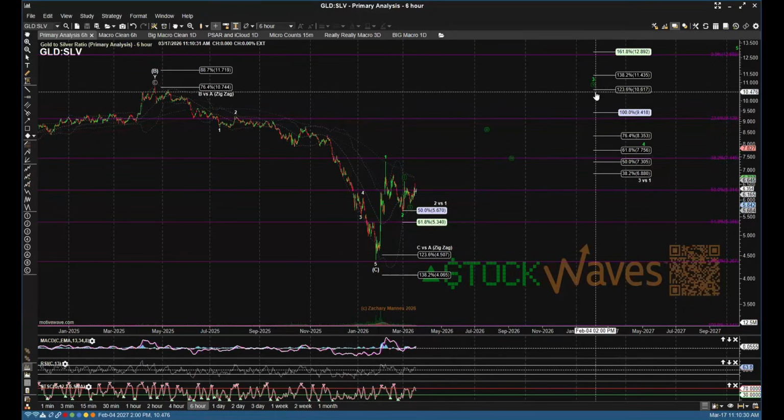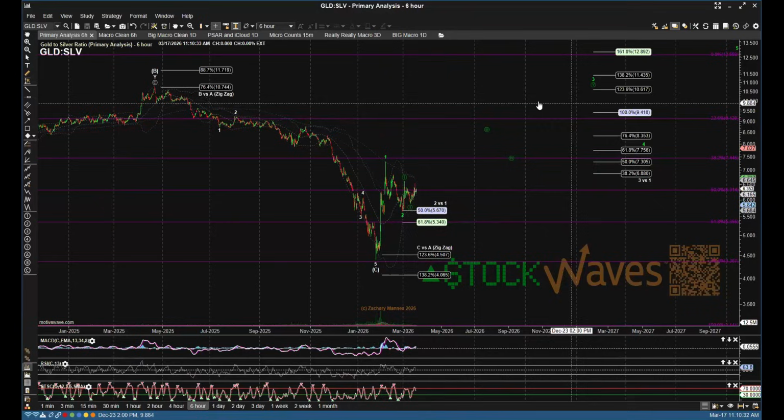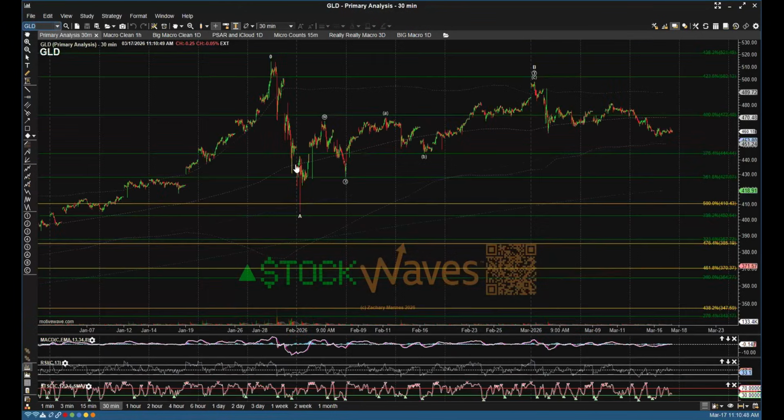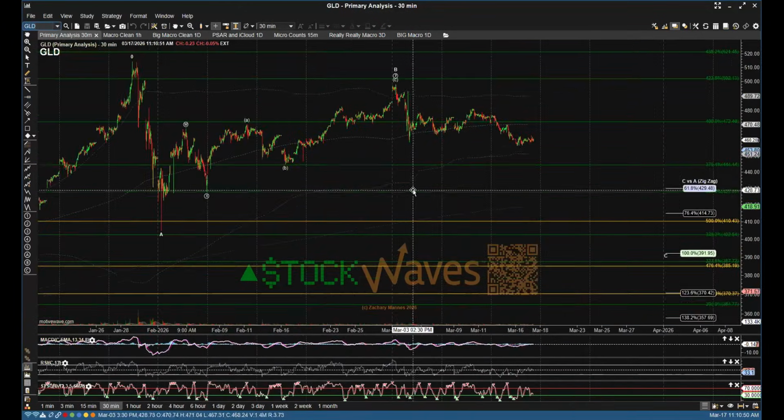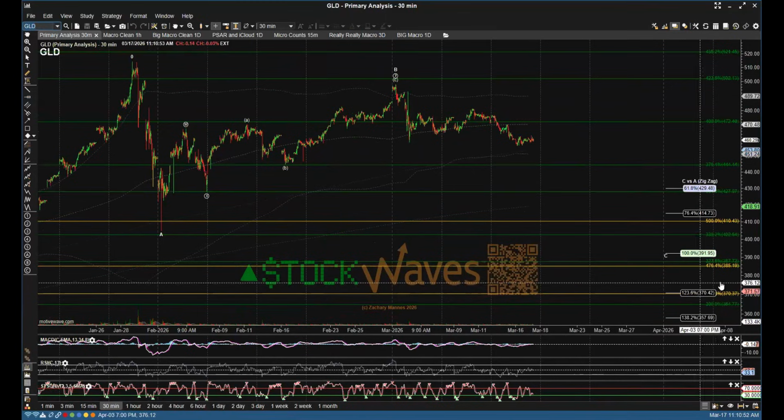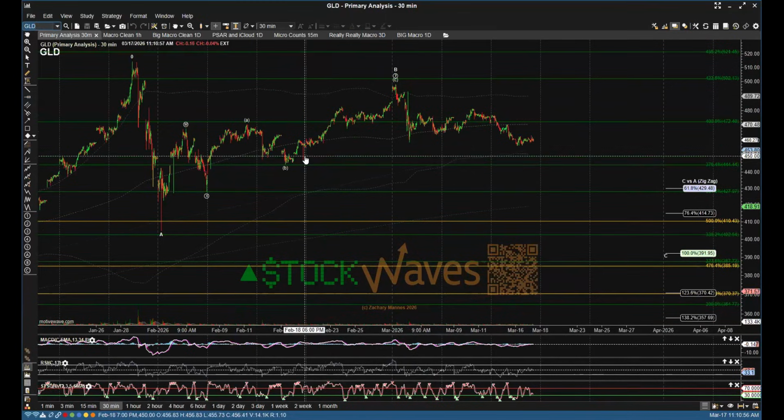So I'm looking for the ratio to head back up into the 90 region over the coming months. But let's take a look at some of those individual charts. First, I want to take a look at the gold chart. And let's first go to GLD, because this is just a much more simplified view that has a lot less subwaves here. And then we'll talk about this and maybe look at it on the GC chart before we look at silver.